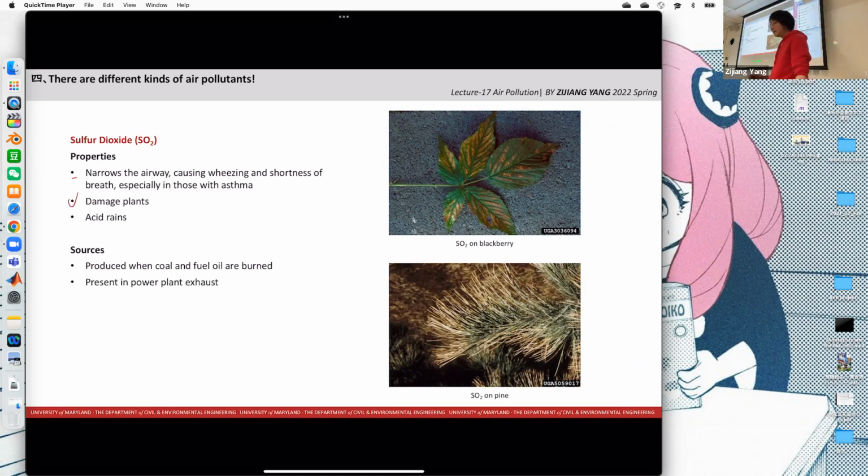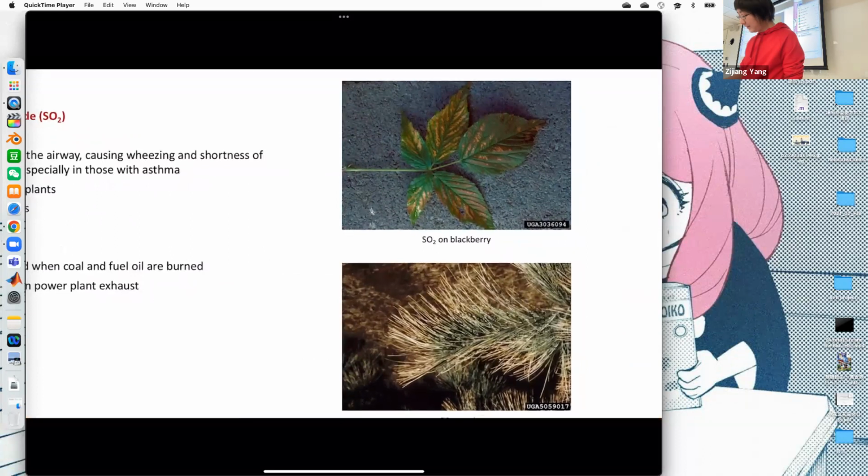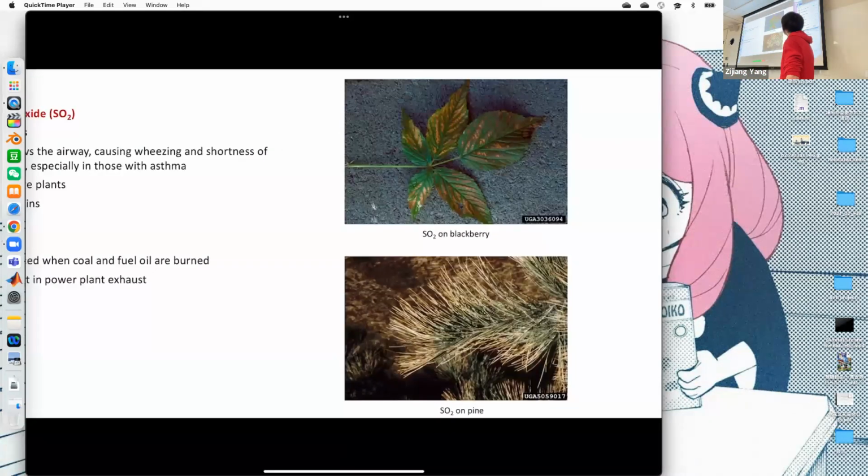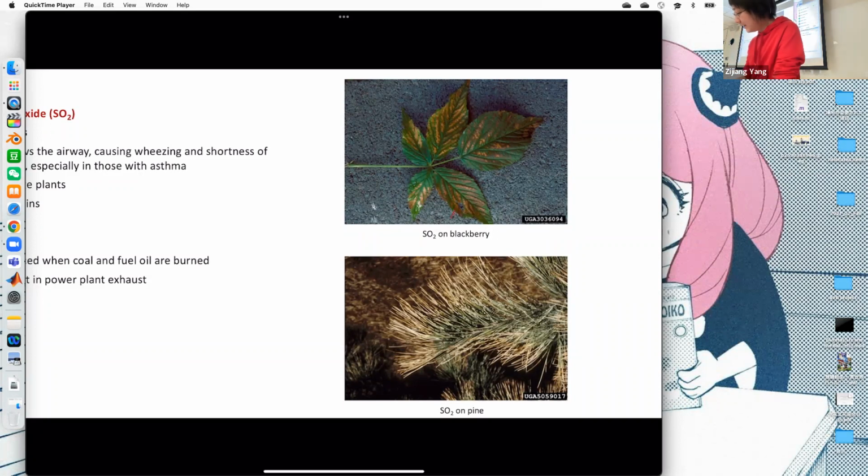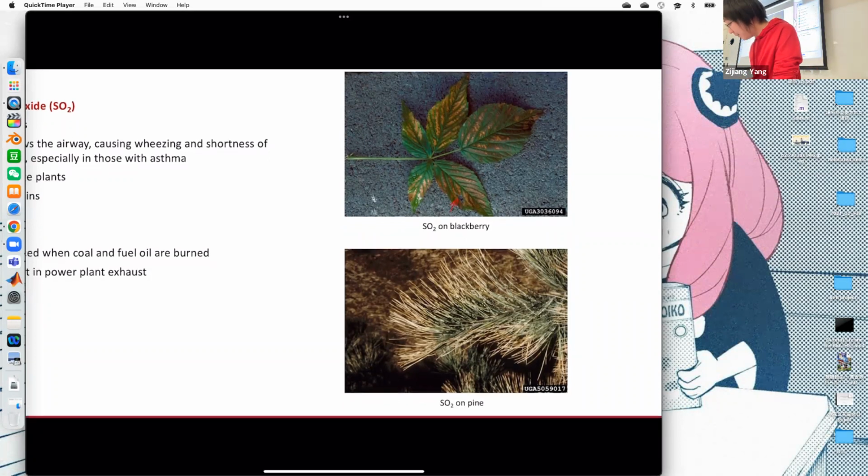On the right side, it shows pictures of plants that are exposed to sulfur dioxide. We can see they lose their chlorophyll, I think, the one that is used for photosynthesis. So if it is not green, it cannot do photosynthesis, so they will die. And this is on pine.